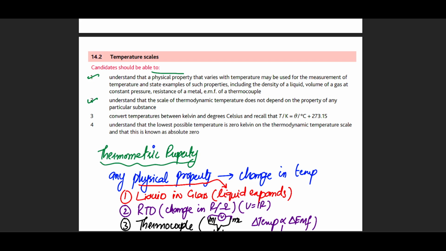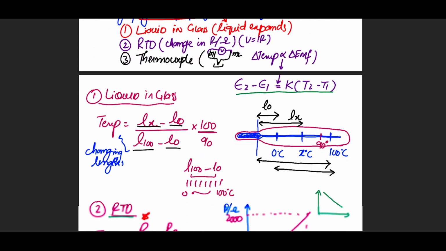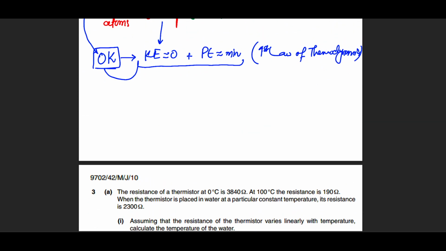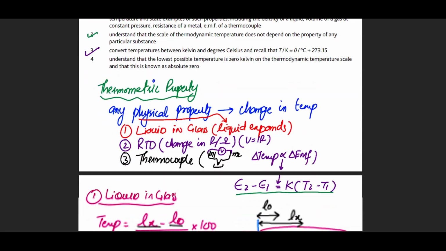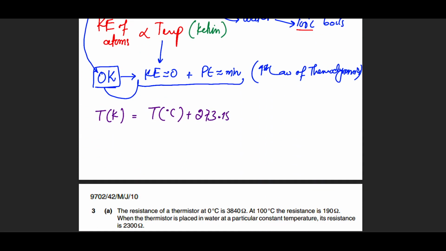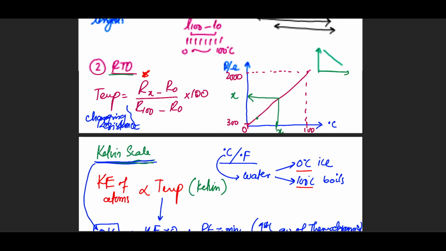Point number three, convert temperatures between Celsius and Kelvin. We are familiar with this in chemistry as well, that we have a very basic and simple equation. Temperature in Kelvin can be found by simply adding the temperature in degrees centigrade with a value of 273. Now in your course, this is 273.15, right? So if in the examination it's given to you, you can do that.